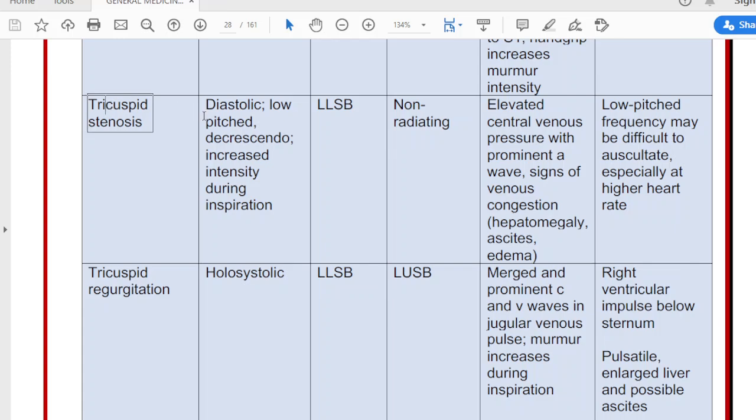Tricuspid stenosis. Diastolic, low-pitched, decrescendo murmur, with increased intensity during inspiration. Heard at the LLSB. Non-radiating. Elevated central venous pressure with prominent A wave, signs of venous congestion, hepatomegaly, ascites, edema. Low-pitched frequency may be difficult to auscultate, especially at higher heart rate.